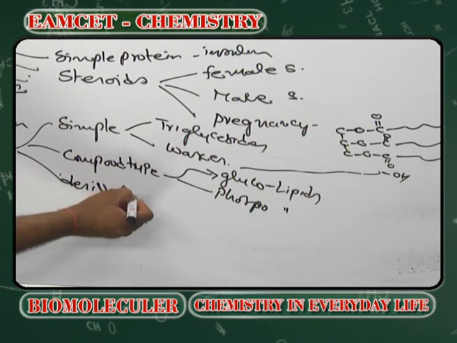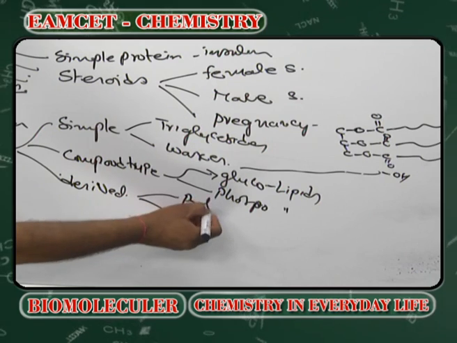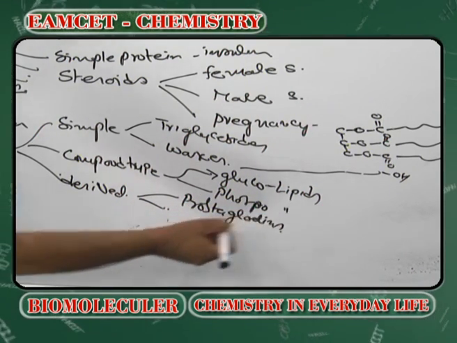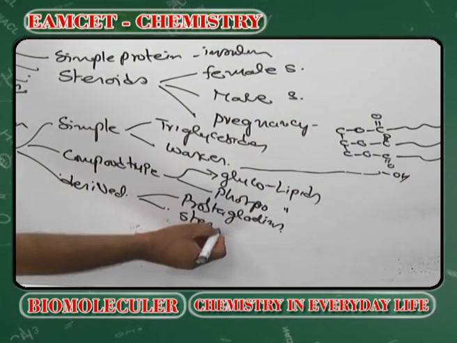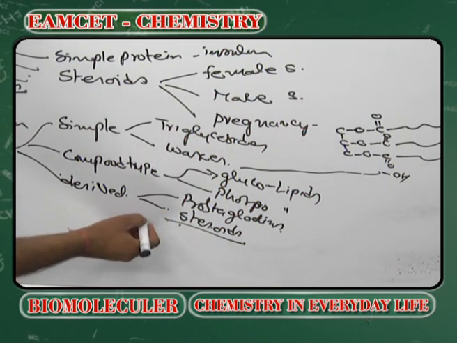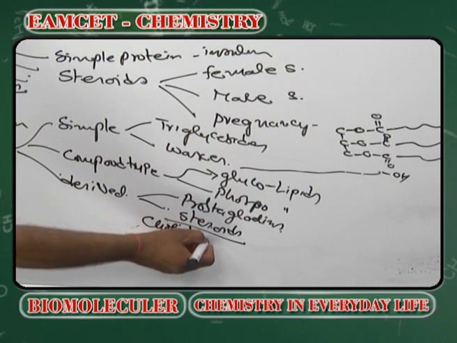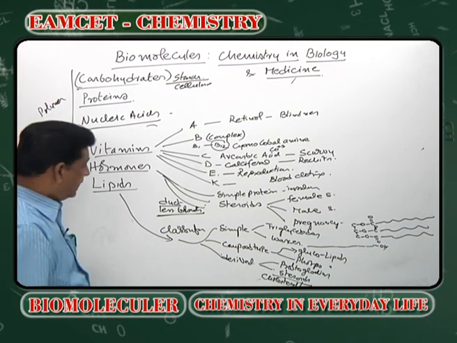The third type will be the derived one. Derived lipids are also of 2 types: prostaglandins and steroids. Under the steroids, cholesterol is one important, and cholic acid is another important steroid. They also have biological activities, but mainly the lipids also work as membranes.